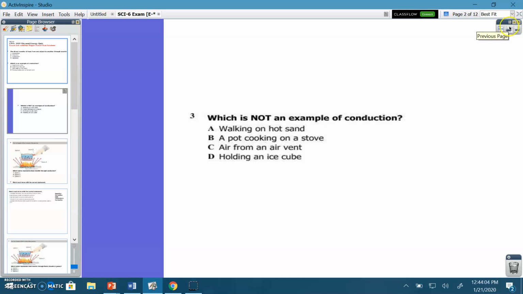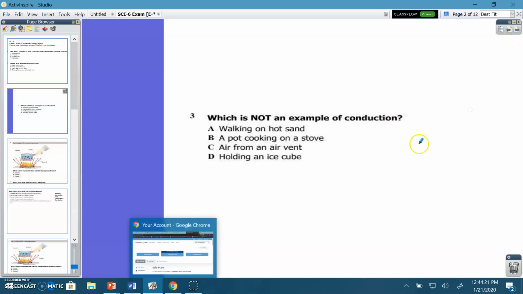Number 3, which is not an example of conduction? A, walking on hot sand, B, a pot cooking on a stove, C, air from an air vent, or D, holding an ice cube.